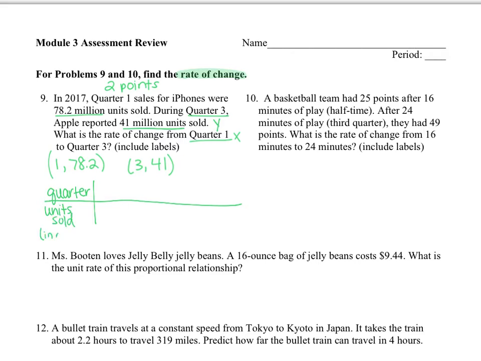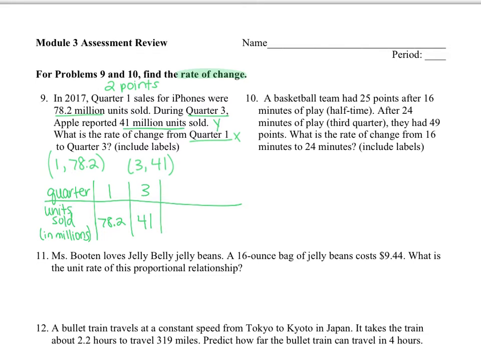And just make sure you put in millions. It's important that we know that these numbers are in millions and Apple didn't just sell 78 phones and 41 phones, rather 78 and 41 million. So for quarter 1, 78.2 million iPhones sold, and then for quarter 3, there was 41 million sold.